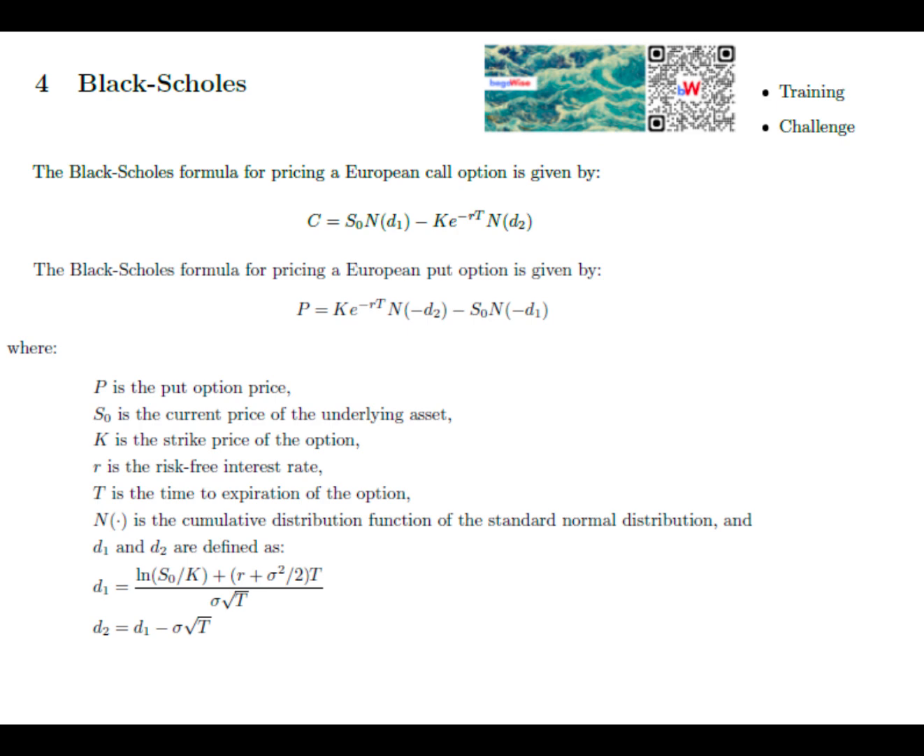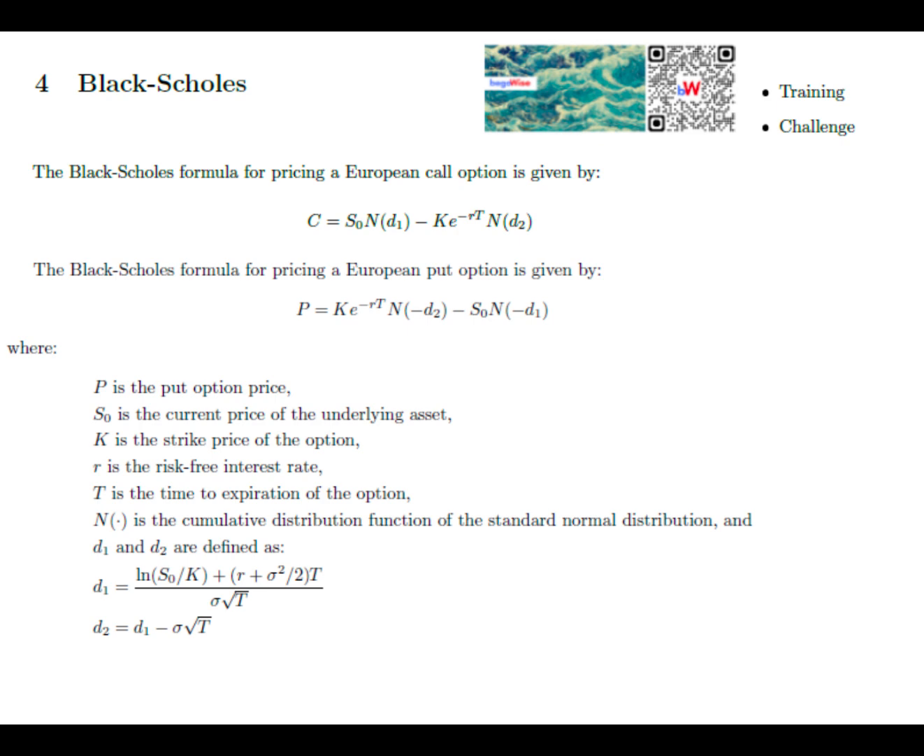Now let's talk about the Black-Scholes formula, which is a popular method for determining the price of a European call option. Let's break it down in simple terms. First, imagine you have an option to buy a stock at a specific price in the future. The Black-Scholes formula helps us figure out how much that option is worth today. I'm going to look at the call option, the formula on the top of this page.